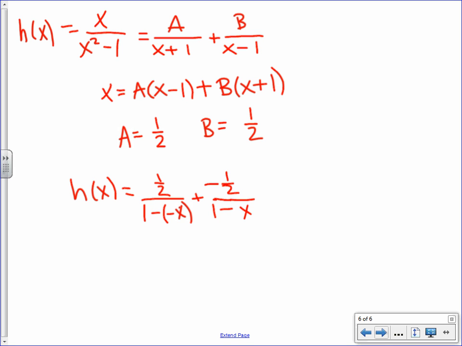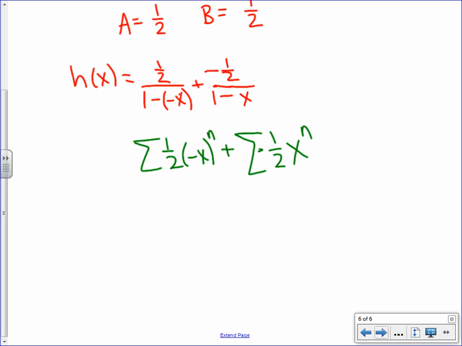Okay, so we have two series here. We have the series of 1/2 times negative x to the n, plus the series of negative 1/2 times x to the n. Okay, so I'm going to move the 1/2 to the outside for now. This is an alternating series, right?